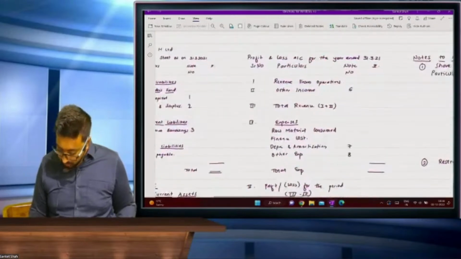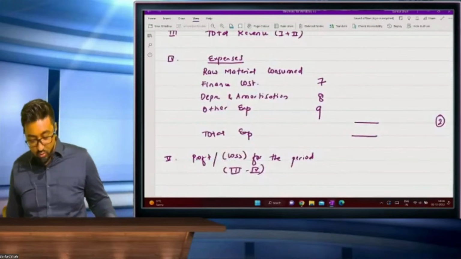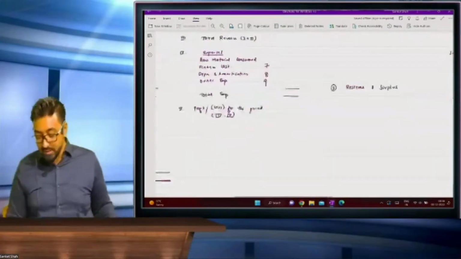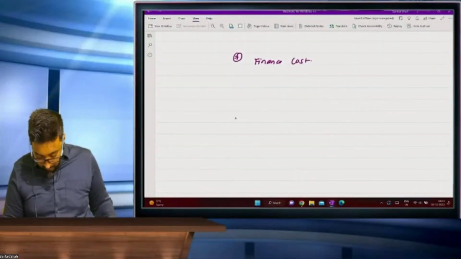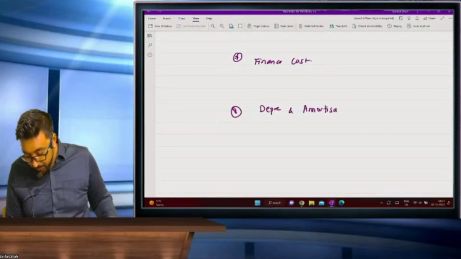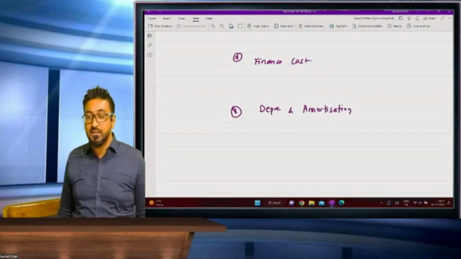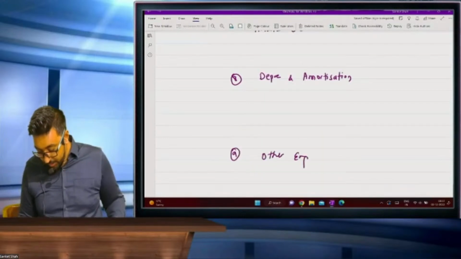Did you write finance cost? Sorry, finance cost is 7, depreciation 8, and other expense 9. Please change this numbering. Finance cost 7, up to 4 lines, 8 number, depreciation and amortization. Amortization is for intangible assets. Depreciation is for property, plant and equipment. And after 4 lines, 9 number, other expenses.